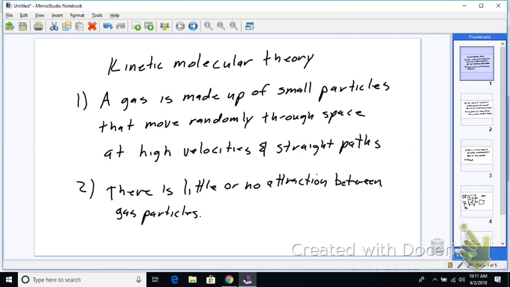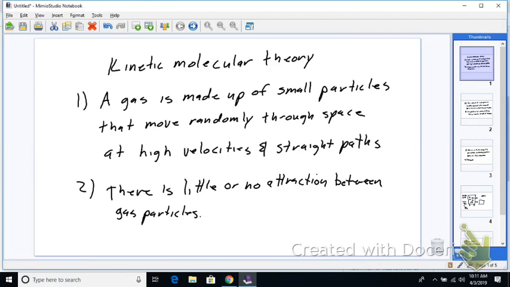And they're considered to have high velocities compared to liquids and solids. And they move in a way that we're not used to, straight lines, because most of the motion of particles we see is affected by gravity, and there's a curve associated with that. All right? So one, gases are small. They're moving randomly through space, and they have high velocity.